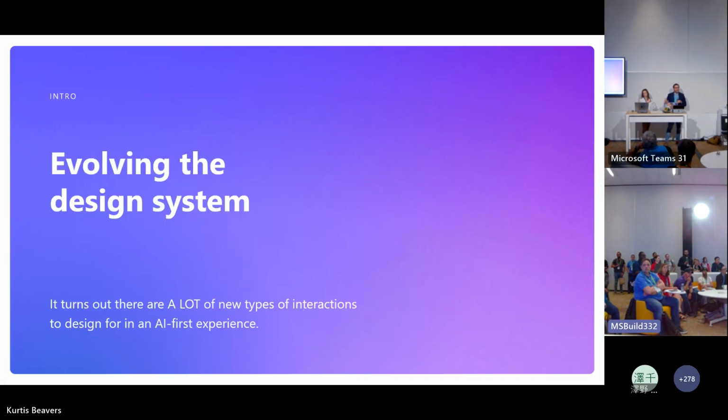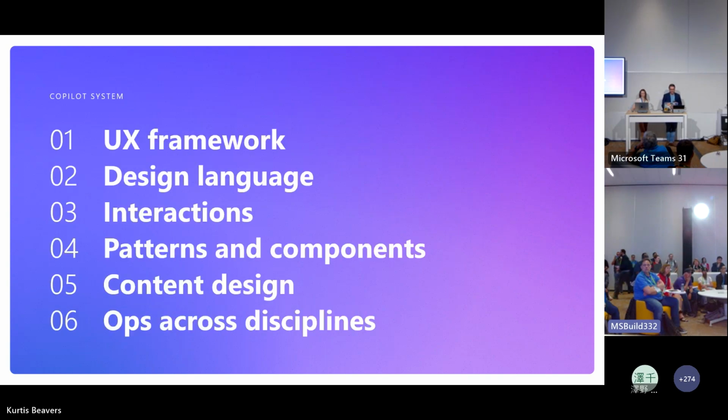And so we've been thinking a lot about how we evolve the design system. How do we consider some of these new types of interactions on top of the base design system? By the way, Fluent Design System is what we're building all these Copilot experiences on top of. And this is a summary. There's a lot more that goes into all of this, but from a design perspective, this is a summary of the elements that we think about in the design system.